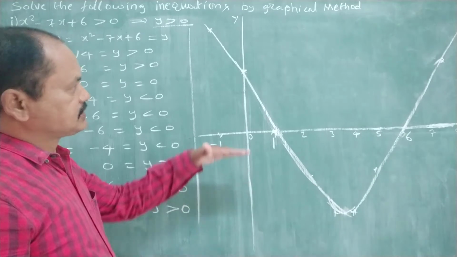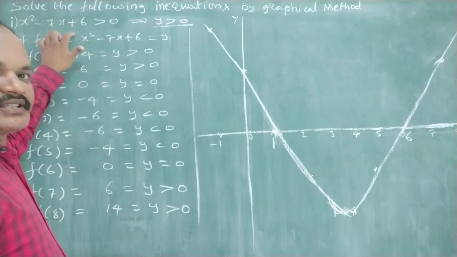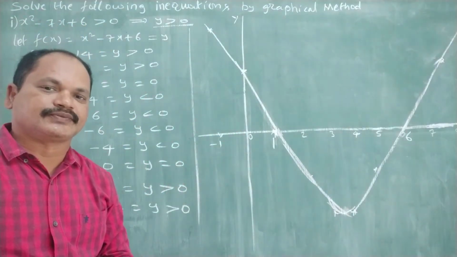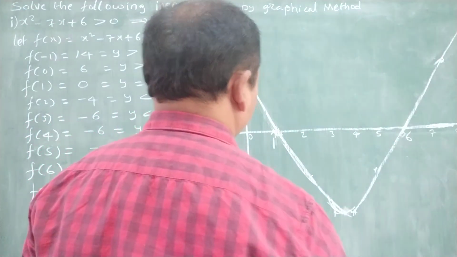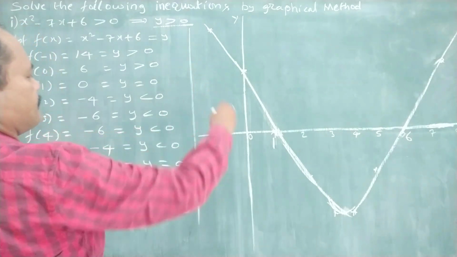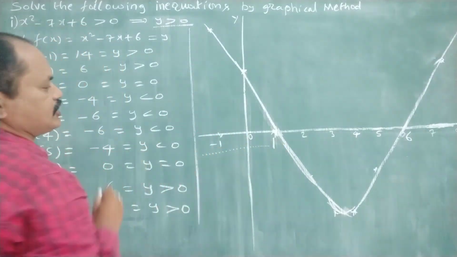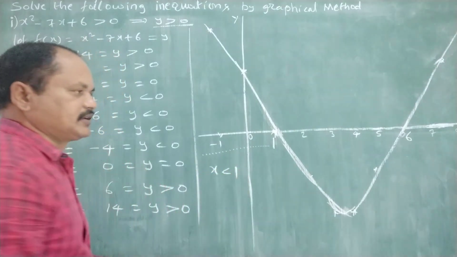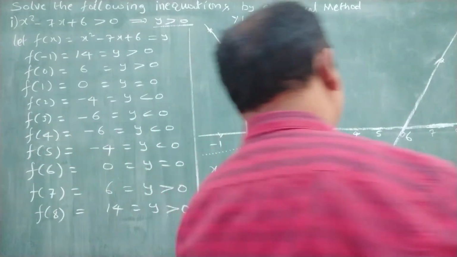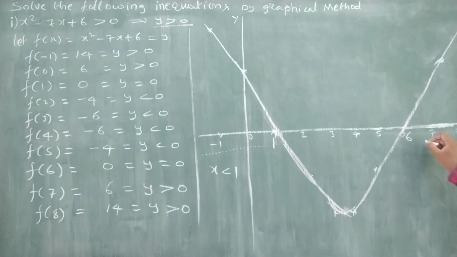But the curve is, according to the given condition, the inequation is positive below 1. That means x less than 1. And again, the inequation is positive above 6, x greater than 6. At above 6 it is positive, at below 1 it is positive.